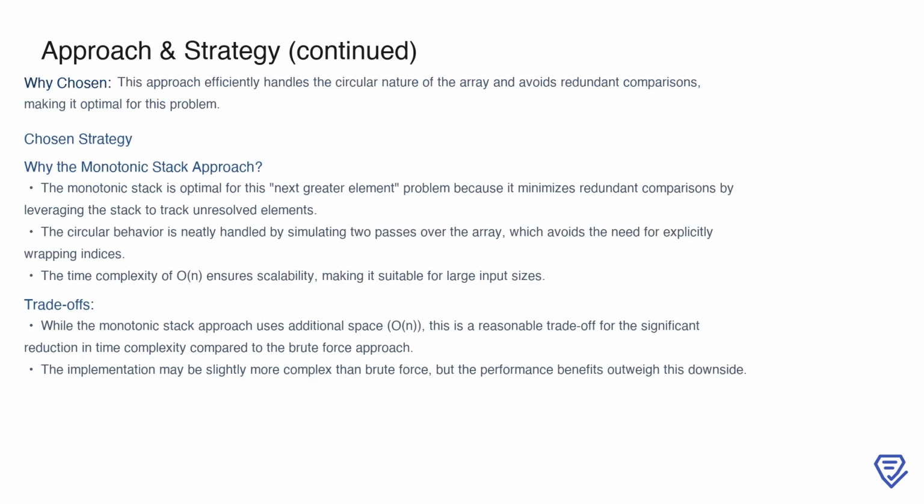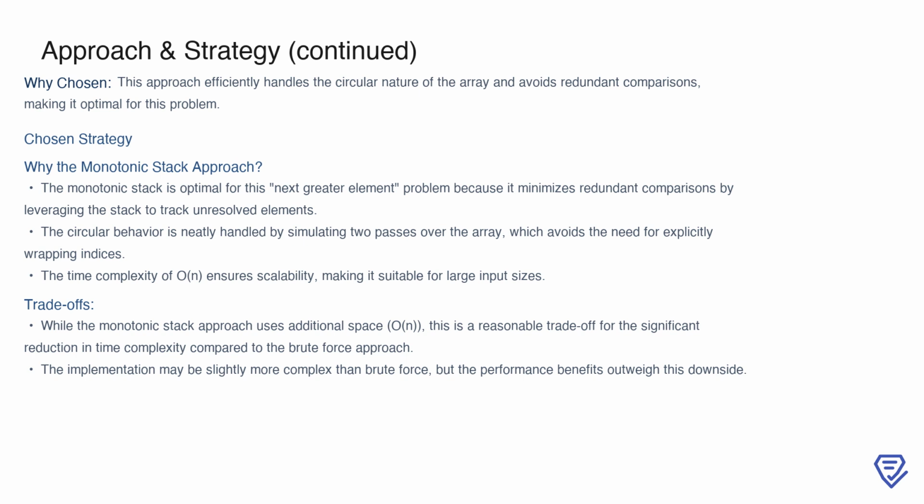The monotonic stack approach is particularly well suited for this problem due to its efficiency and simplicity in handling the circular nature of the array. By simulating 2 passes, we avoid the need for complex logic to wrap indices, making the implementation cleaner. Additionally, by minimizing redundant comparisons, the stack ensures that we only process each element a limited number of times. These factors combine to make the monotonic stack approach optimal for this problem.